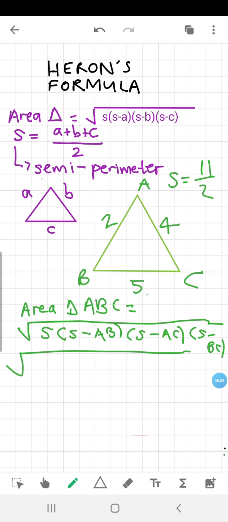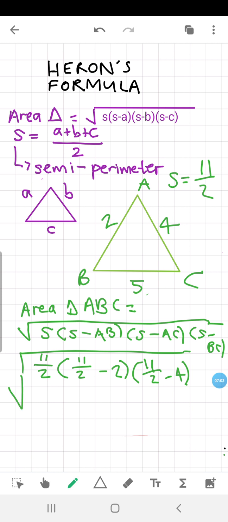Okay. The semi-perimeter is 11 over 2. 11 over 2 minus AB is 2. 11 over 2 minus 4. Just so you know, this is all under a square root. Multiplied by 11 over 2 minus BC, which is 5.